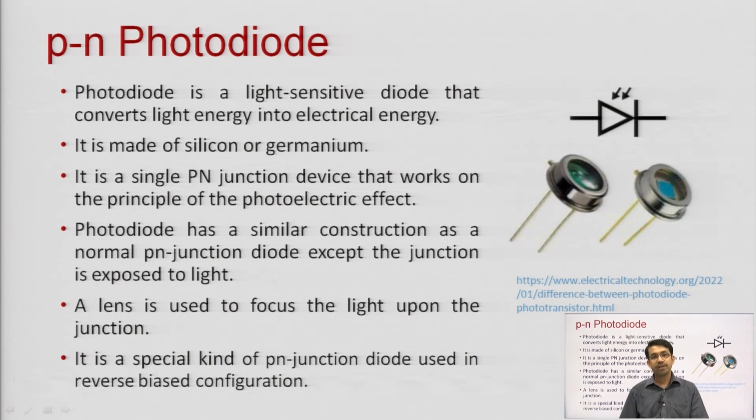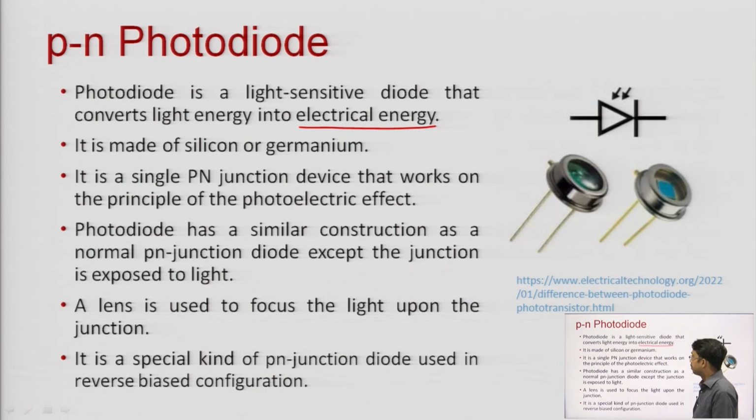So, first photodiode that we shall discuss about, simple p-n junction diode. You may have studied this device in your previous years of B.Tech. So, it is a light sensitive diode that converts light energy to electrical energy. It can be made up of silicon or germanium, but mainly it is made up of compound semiconductor materials. It is a single p-n junction device that works on the principle of photoelectric effect. It is similar in construction to a p-n junction diode, except the junction is exposed to light, so that light can fall on the junction. Over here you can see some examples, and this is the symbol.